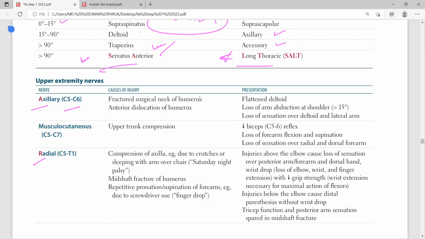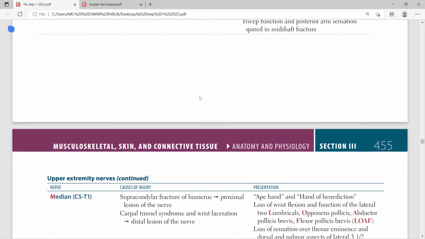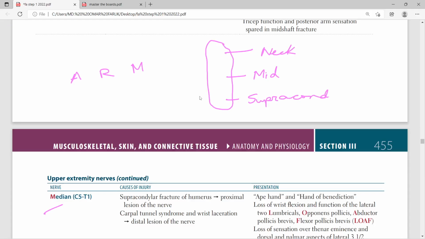It happens due to fracture of the surgical neck of the humerus, fracture of the mid shaft of the humerus, and supracondylar fracture of the humerus. That means ARM. If you just think about the humerus, there are three parts: this is the neck, this is the mid shaft, this is the supracondylar region. The neck of the humerus is supplied by the axillary nerve, the mid shaft of the humerus by the radial nerve, and the supracondylar region by the median nerve.